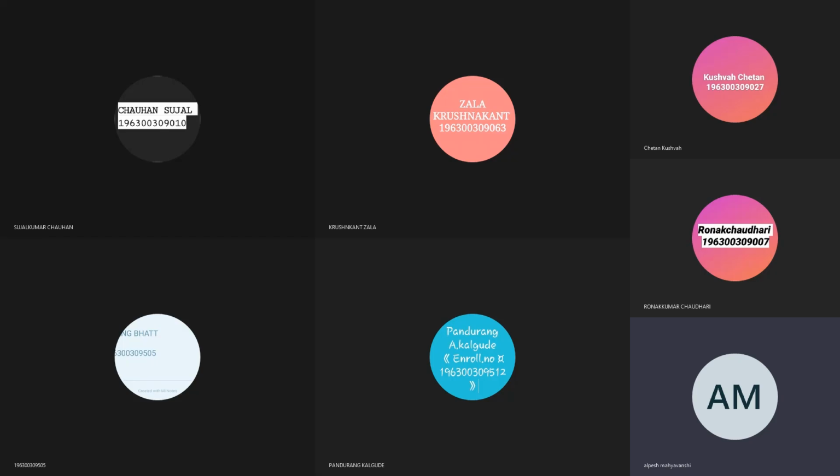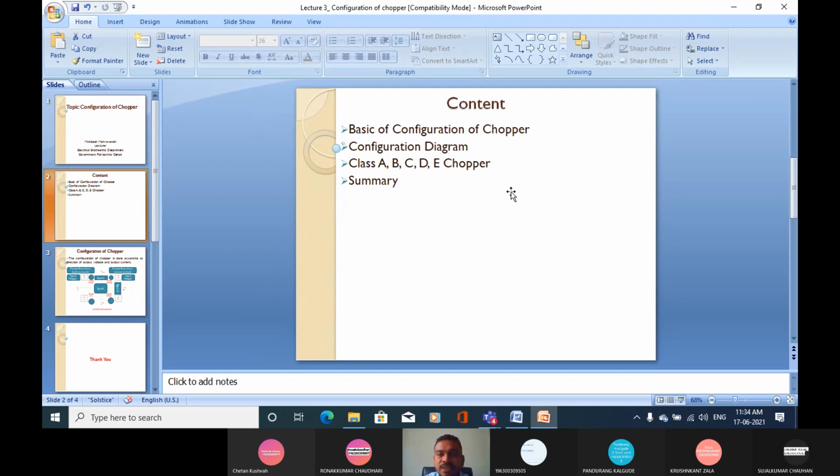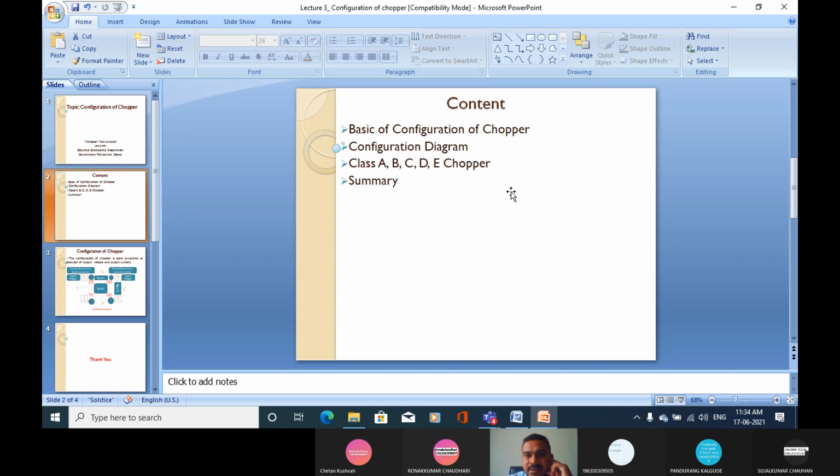The content of today's lecture is the basics of configuration of chopper. We will discuss some basic introduction regarding the configuration of chopper. Then we will discuss the diagram, that is the quadrant, 4 quadrant diagrams. Then we'll discuss the basics of class A, B, C, D, E chopper based on the configuration, and finally we will summarize it.